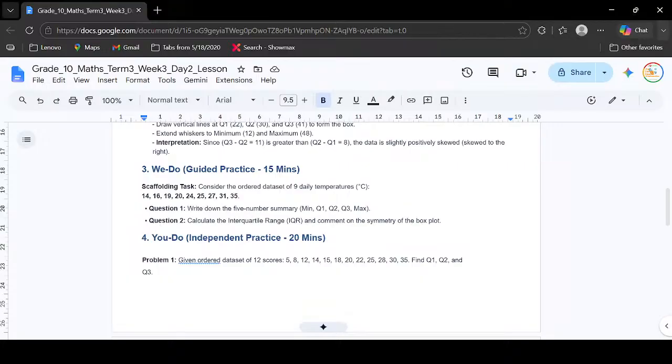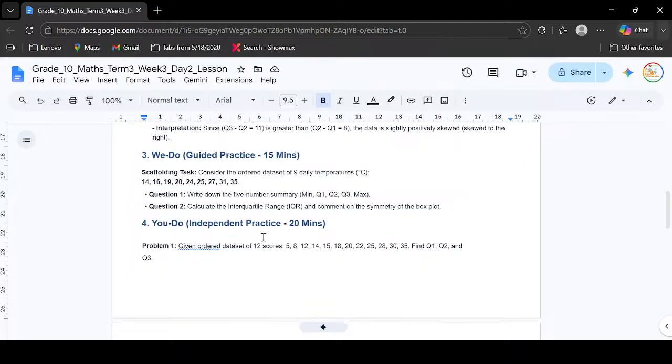Okay, so now we're going to continue with our activity. Let's go to the activity. Consider the ordered data set of 9 daily temperatures, in degrees Celsius.